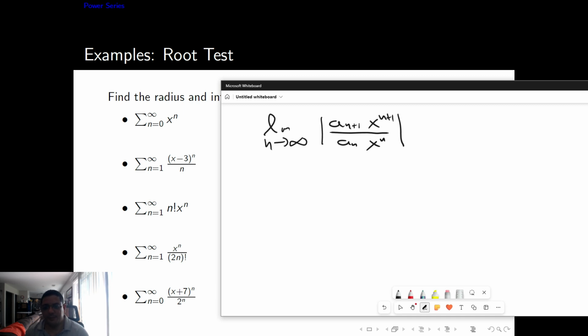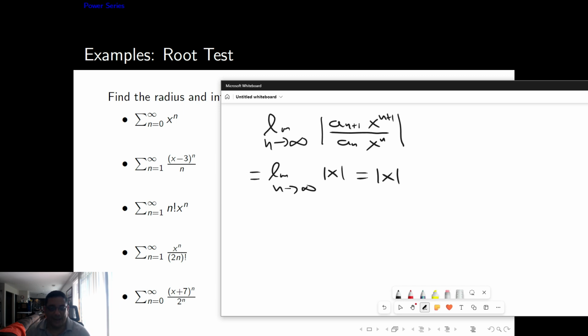But what happens here? a_n is actually just 1. So this is simply the limit as n goes to infinity of what? Since this is 1, this x to the n cancels with the x to the n plus 1, and only the absolute value of x is left. So this is going to be the absolute value of x. This is going to be my limit.